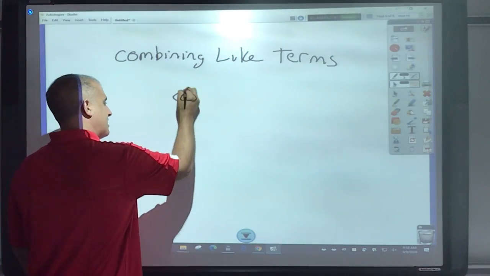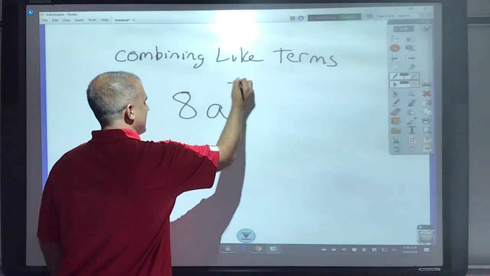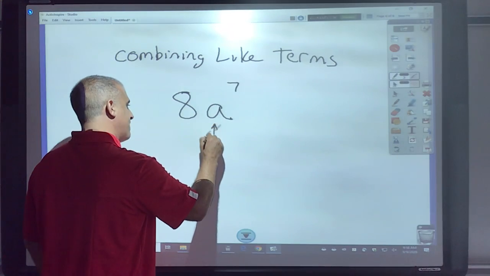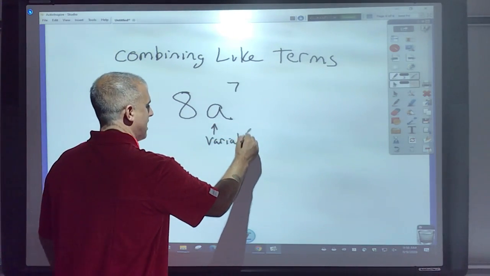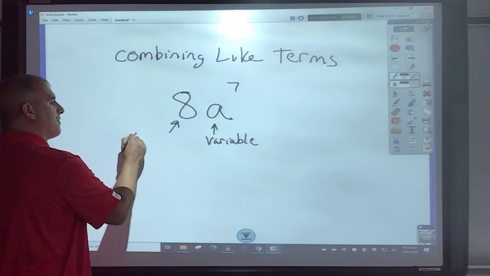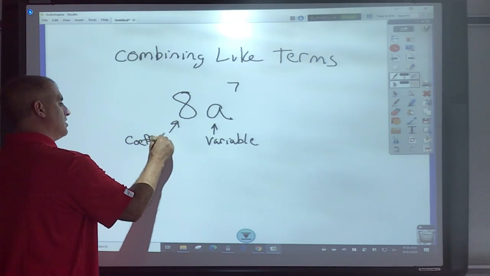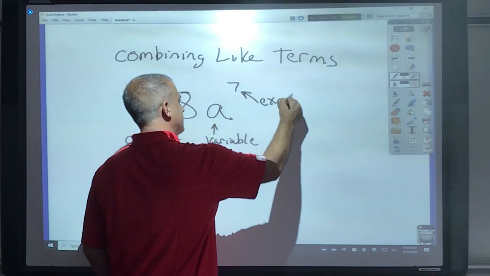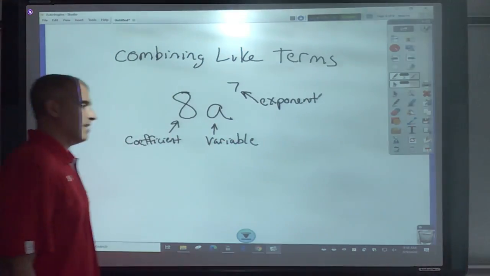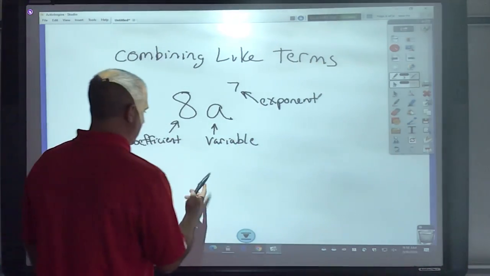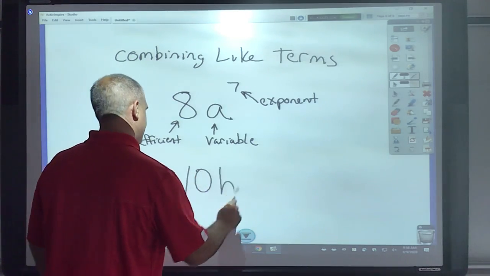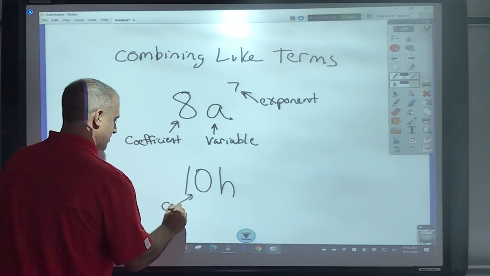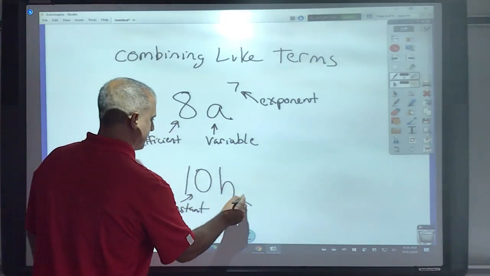Let's say I got 8a^7. Okay? This right here is a variable. The number out in front is called a coefficient. And this thing right here is called an exponent. Okay? All right? Now, let's say I had something like this. This would be considered the constant. This would be considered a variable.